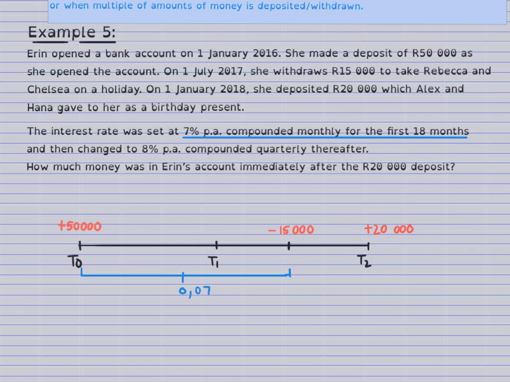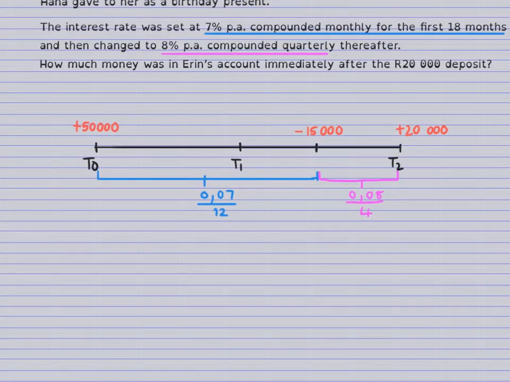So 0.07, and then I write it as over 12, just to remind myself that it's compounding monthly for those 18 months. All right, and then we just need to fill in the last bit. From this point till the end of the investment period, the question told me it was 8% compounded quarterly. So 0.08 over 4. All right, grade 12s, this illustration here, the timeline bit, is what's going to make our life super easy.